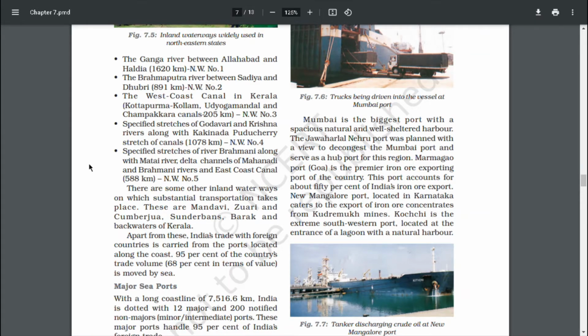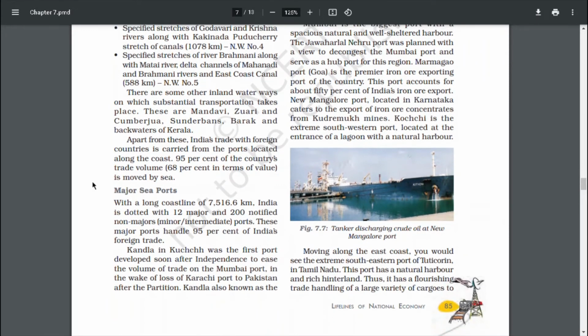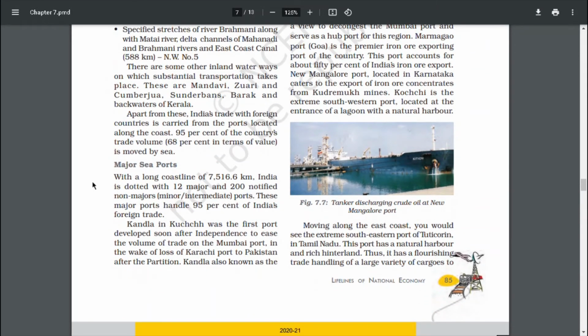Specified stretches of Godavari and Krishna rivers along with Kakinada, Puducherry stretches of canals, 1078 km, National Waterway Number 4. Specified stretches of river Brahmani along with Matai River Delta, channels of Mahanadi and Brahmani rivers, and East Coastal Canal, 588 km, National Waterway Number 5.